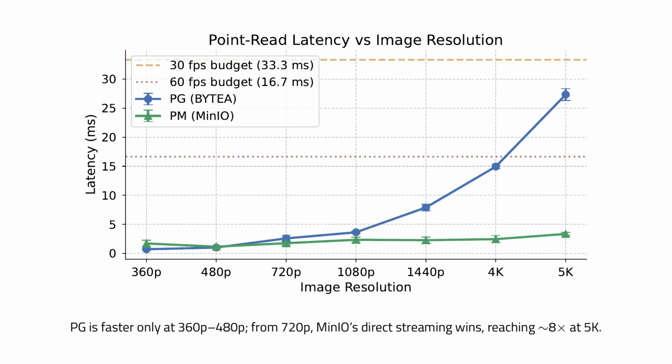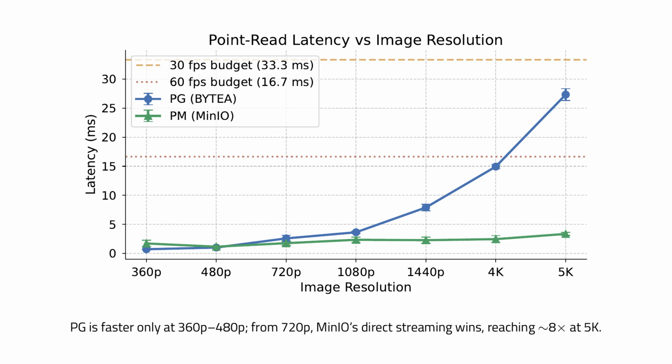Reading latency tells the mirror image of the same tale, and here lower is better. The blue inline curve stays low and comfortable at the small resolutions, but then curves sharply upward, climbing to about 27 milliseconds at 5K as PostgreSQL struggles to serve big binaries out of TOAST storage. The green hybrid curve, by contrast, stays almost flat and low the entire way because MinIO streams the object directly. The two horizontal budget lines show what a 30 frames per second and a 60 frames per second application can tolerate, 33 and 16.7 milliseconds respectively.